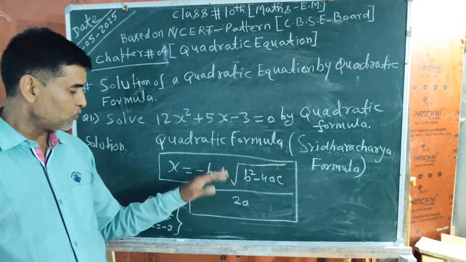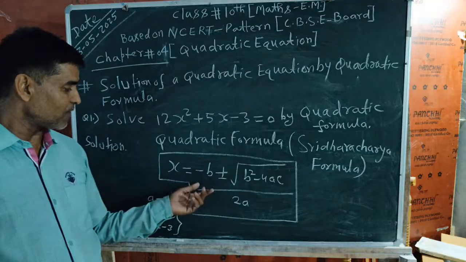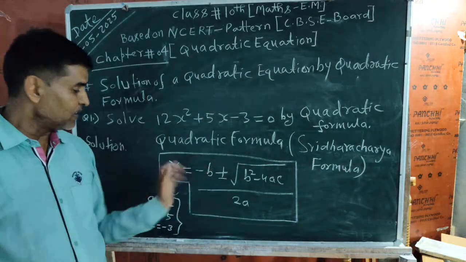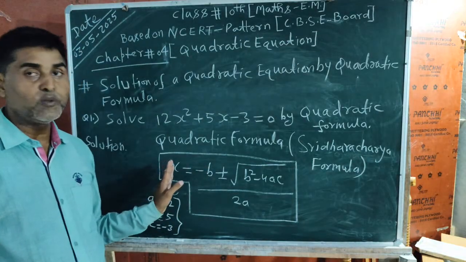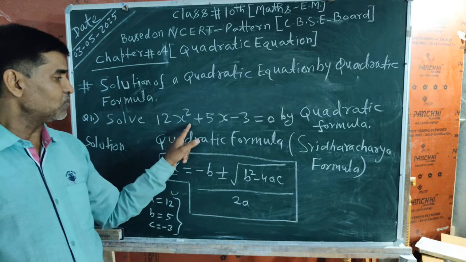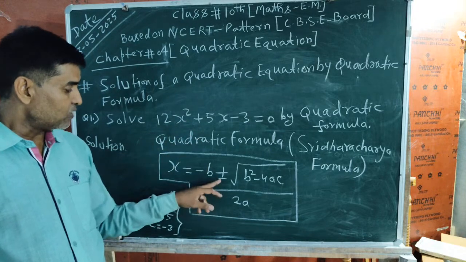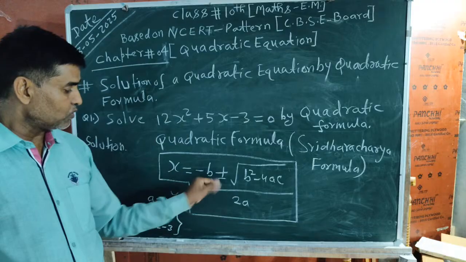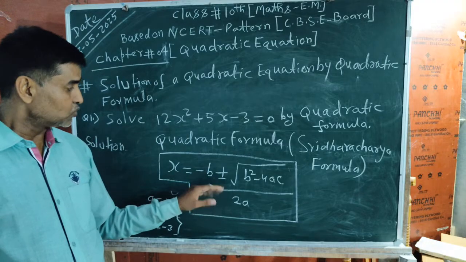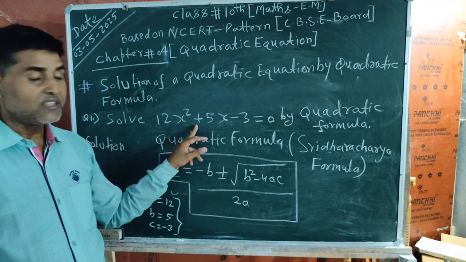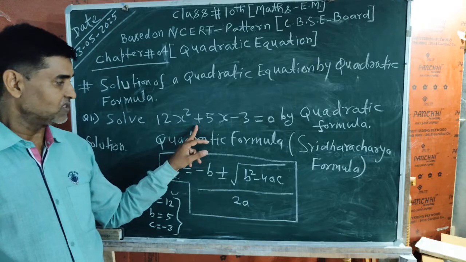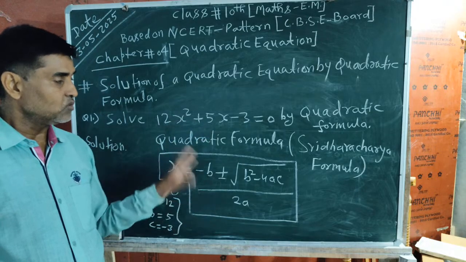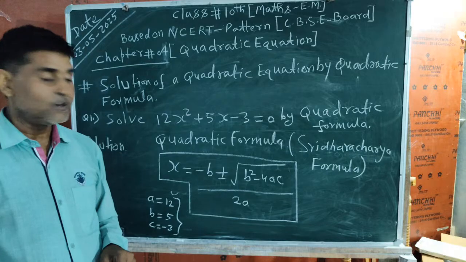After substituting, we will simplify. After simplifying, I will take the plus sign and get one value, which will be one root of the given quadratic equation. When I take the minus sign, that will be the second root of the given quadratic equation. In this way, the solution of a quadratic equation can be done easily.